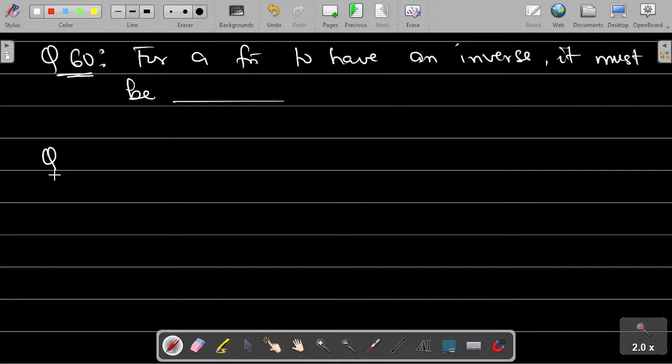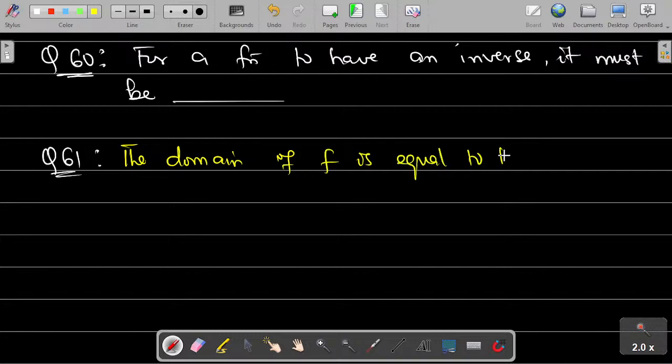61. Okay, so for 61, we are told the domain of a function, the domain of f is equal to the dash of f inverse. Let me write it. The domain of f is equal to the dash of f inverse.